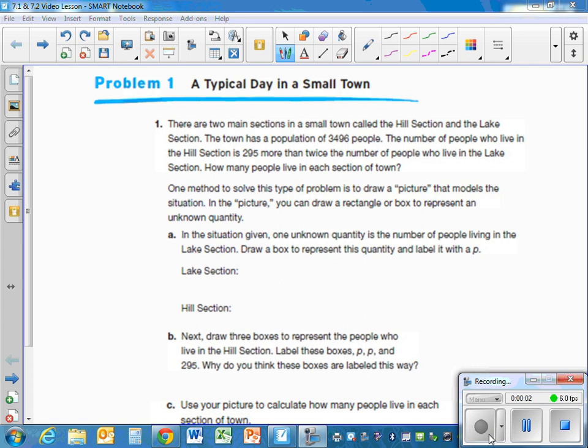The title of 7.1 is Picture This. The goal is to get us to start visualizing how we write equations.